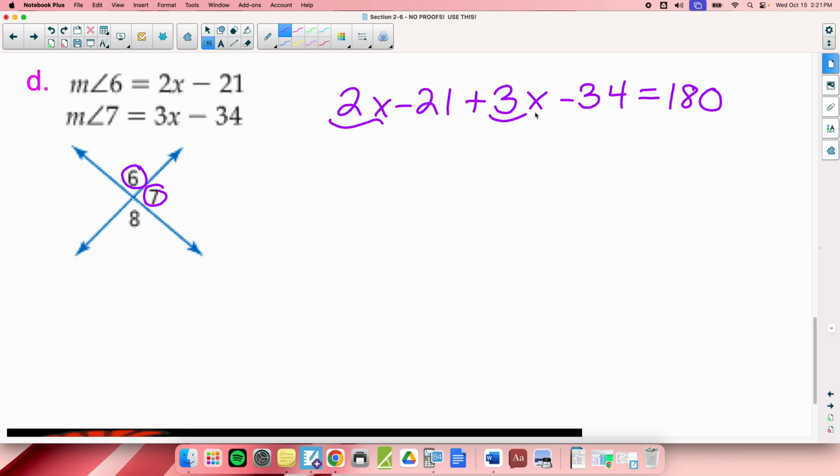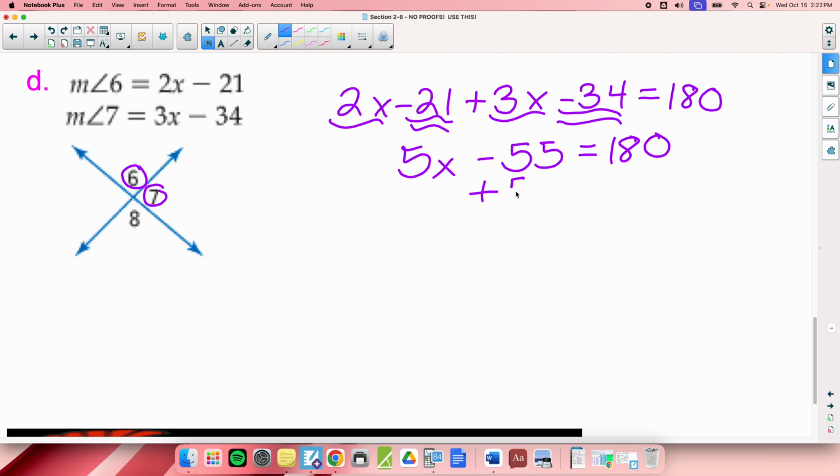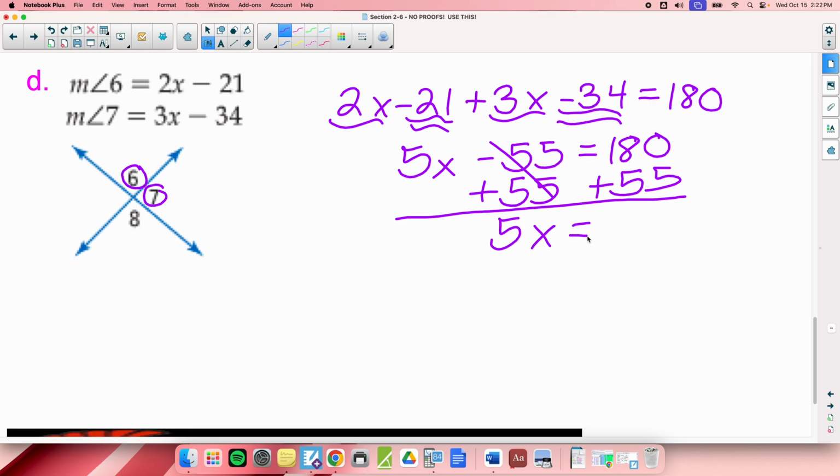Now, 2x plus 3x is what? 5x. What's negative 21 minus 34? Negative 55. Then it would equal 235. And then you're going to add 55, and you get 5x equals 235. And then we divide by 5. And x would be 47?